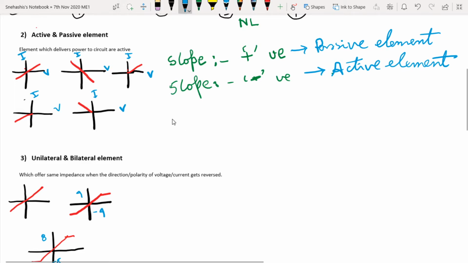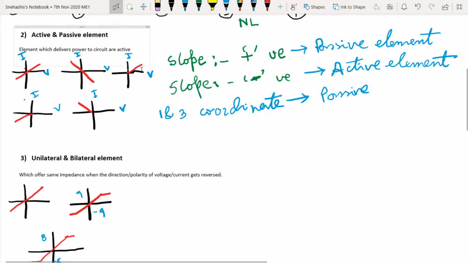Okay. Now another thing you should remember, very shortcut trick to remember, first and third coordinate. In VI characteristics, first and third coordinate, that means this one and this one. So if your characteristics cover these two region only, so they are known as passive element, because you can see that in first and third coordinate your V is positive, I is positive, so it is a positive slope. Similarly, in the third coordinate your V is negative, I is negative, so both their effects are cancelled out and it is a positive slope.